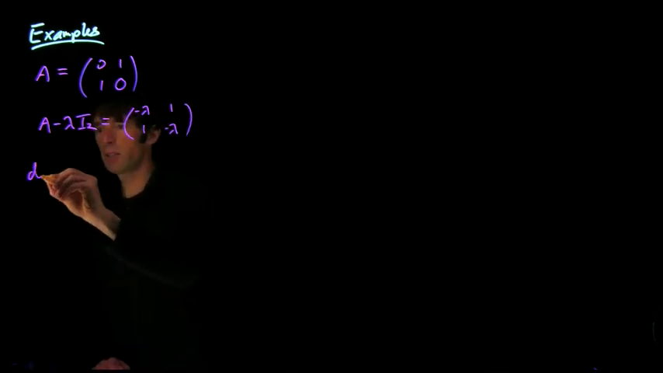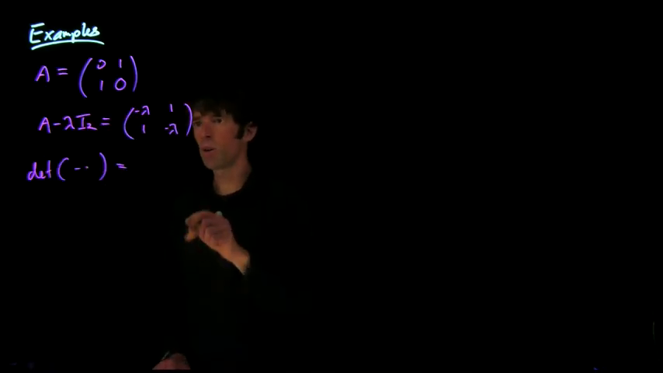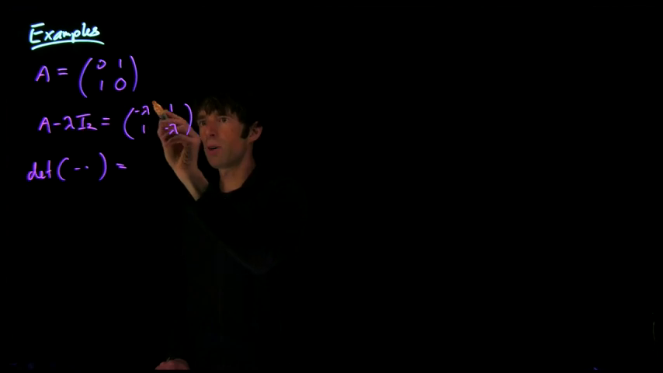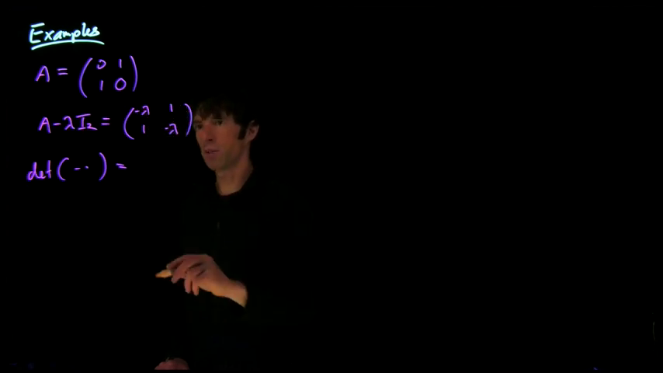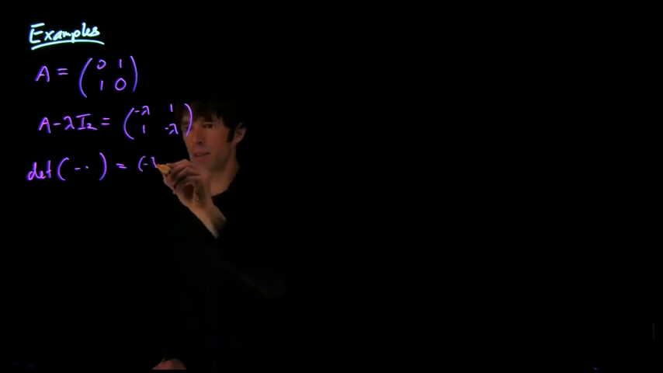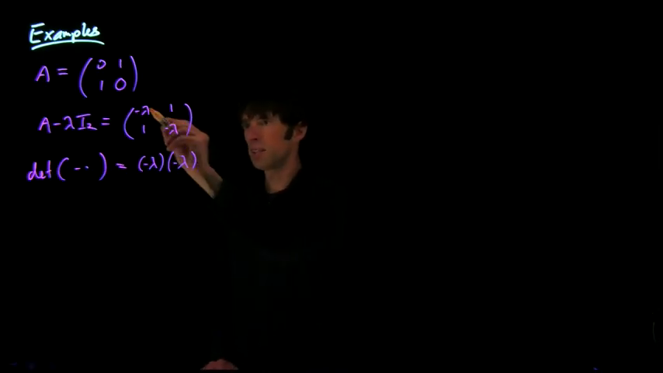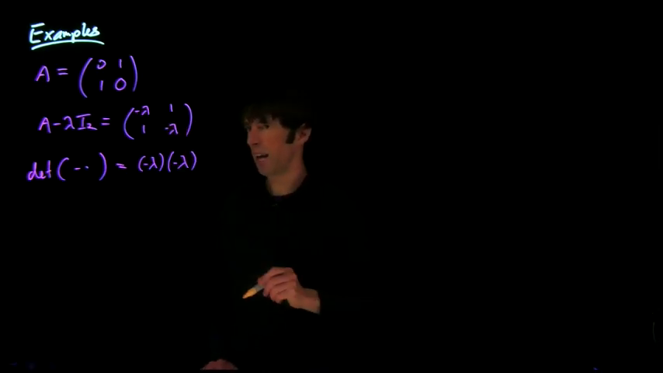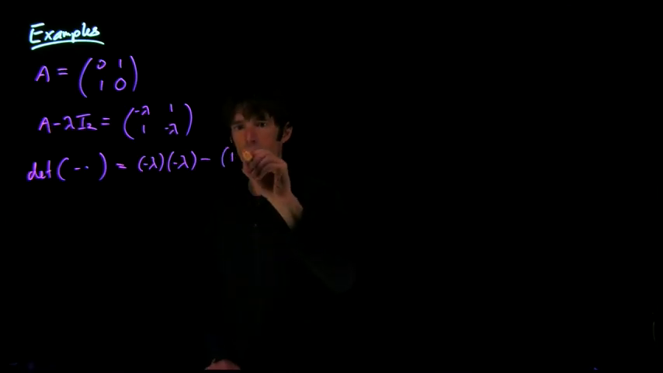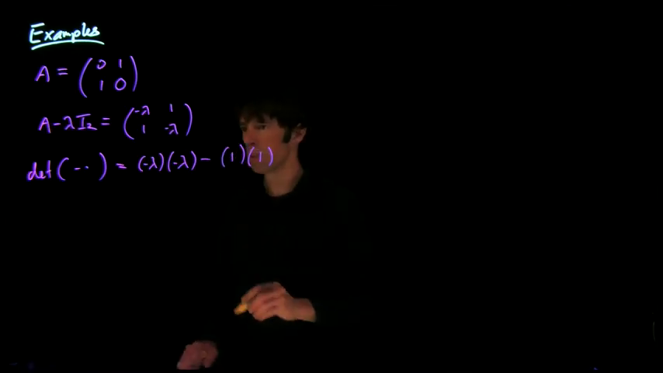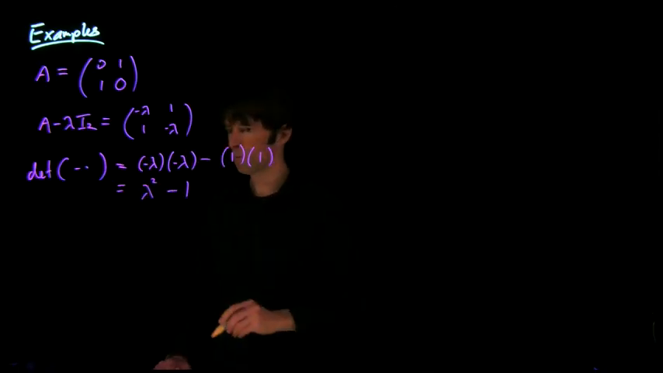And the determinant of this thing is equal to the upper left times the lower right minus the product of the other two. So I get minus lambda times minus lambda. That's the product of the two on the main diagonal minus the product of the two off-diagonal entries, 1 times 1. So this is lambda squared minus 1.